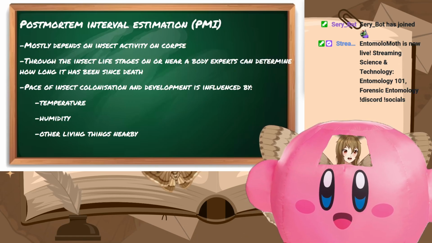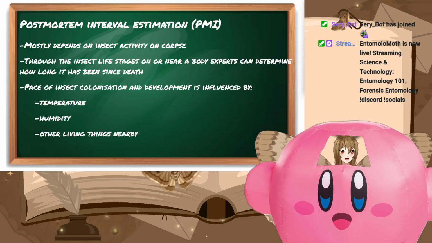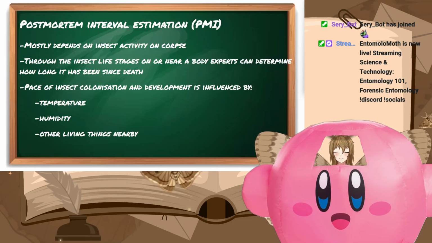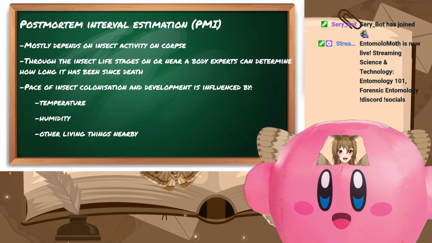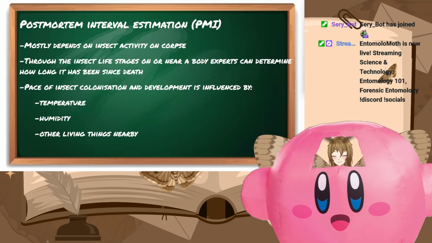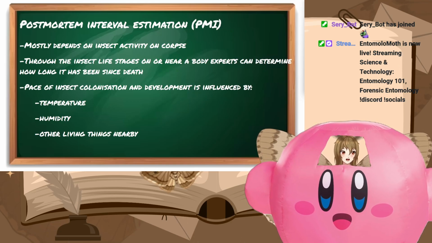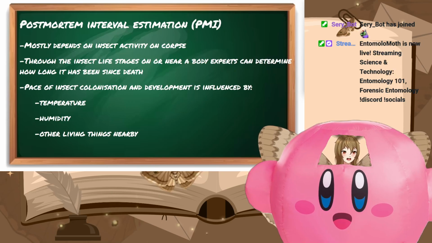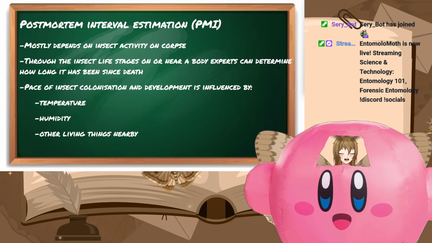Now, one of the most important parts about forensic entomology is the post-mortem interval estimation, the PMI. You will hear that a lot throughout this lecture, so let's get over what it actually means. It is just the time that has passed since death. It very much depends on the insect activity on corpses, which is why forensic entomology even exists in the first place. From the insect's life stages on or near a body, experts can determine how long it has been since death. The different life stages of insects on the body, meaning like larva, pupa, eggs, adults, whichever you find, can help tell us what time they died.